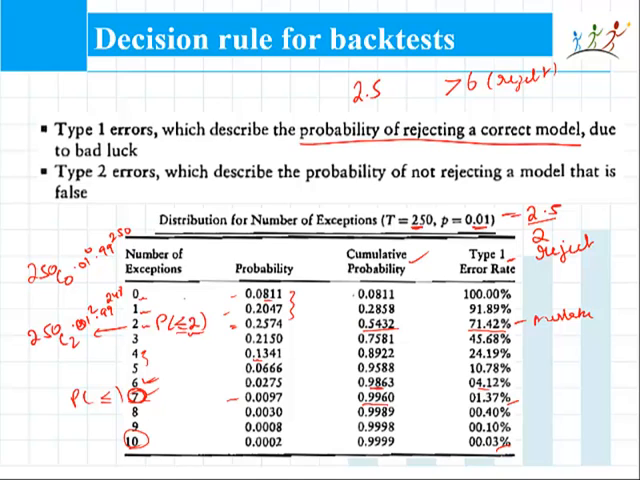So that's how we apply the hypothesis test. We compute the Z value, and then we decide whether we should reject the model or fail to reject the model.